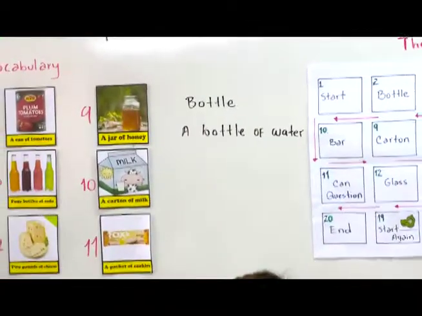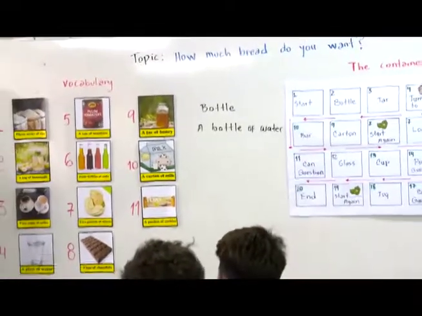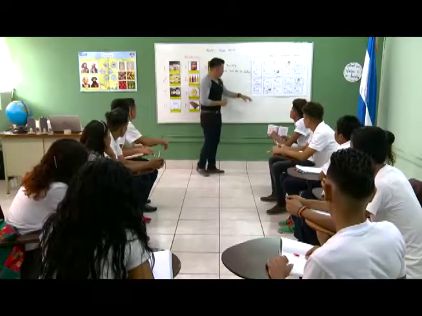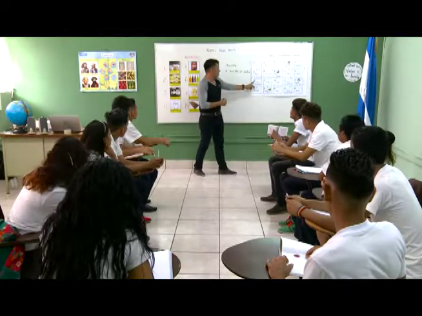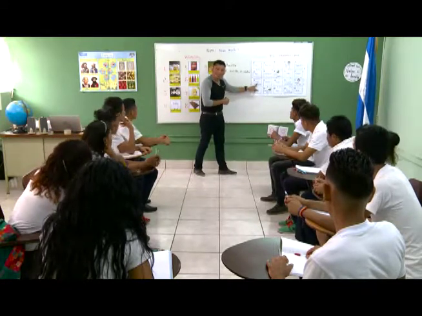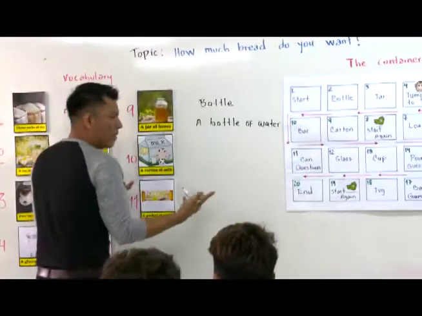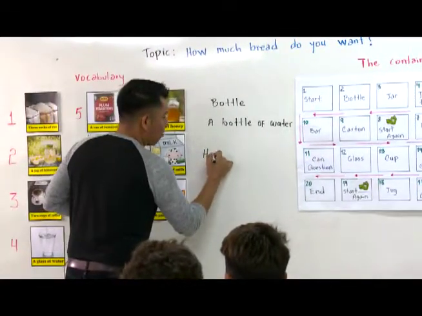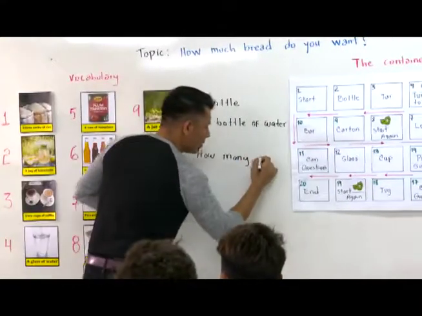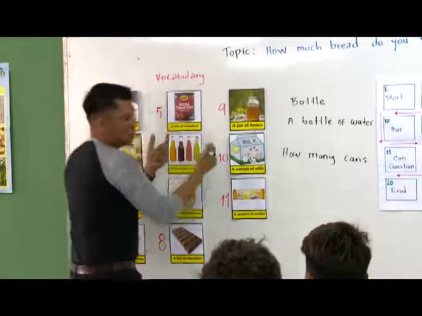Or you can also use it in plural. You can say 4 bottles of soda. Both are okay. What's going to happen if you land on number 11, for example? You have can, and can says question. So a question with how many. This is the example: How many cans of tomatoes?